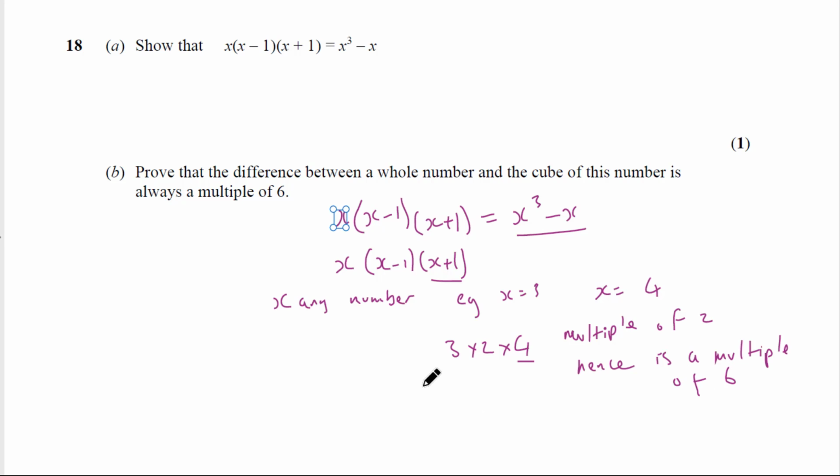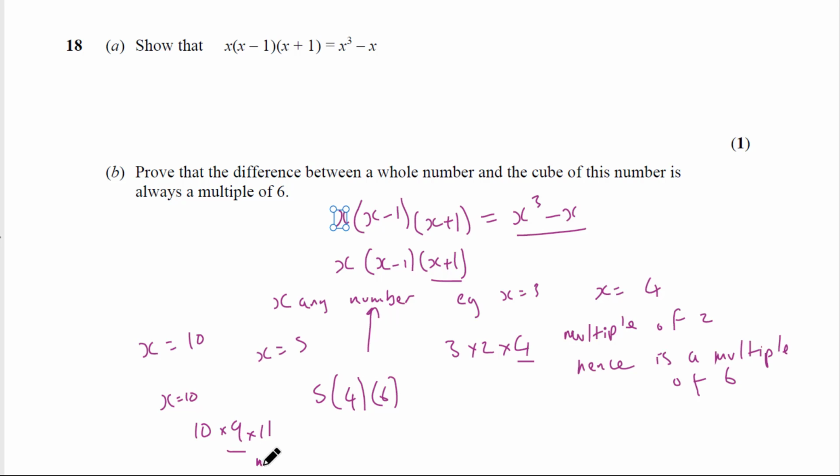Now, let's just choose an entirely different number. Let's say x equals 5. We can get 5 times 4 times 6 in this equation above. I'm going to show you, let's just choose x equals 10. If x equals 10, that's going to become 10 times 9 times 11.